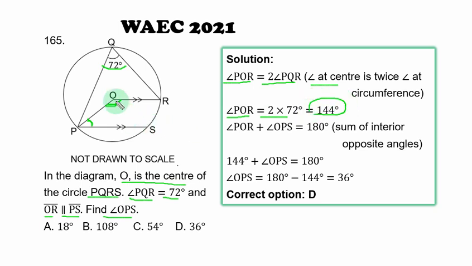You come here, this interior angle and this one, you add them together, the sum is equal to 180 degrees. You have this result, and angle OPS becomes 180 degrees minus 144 degrees. That is 36 degrees. The correct option is D.